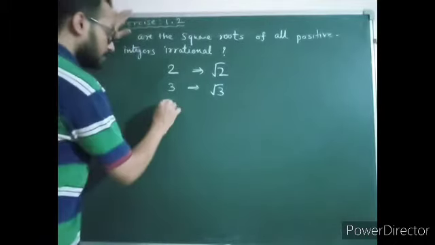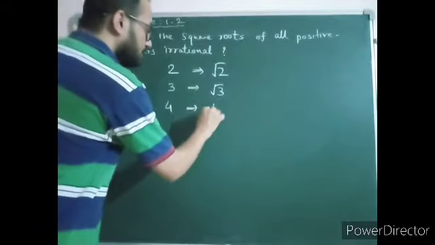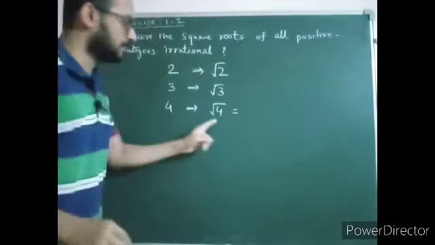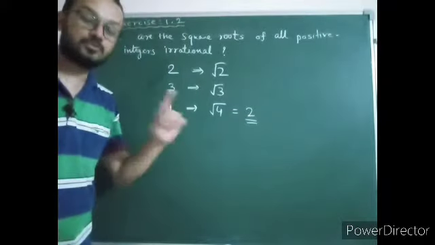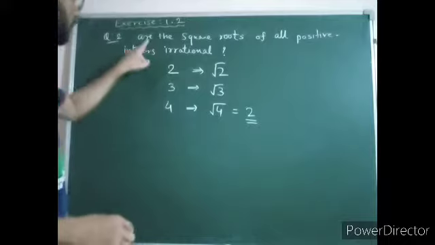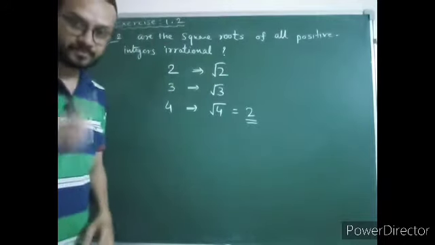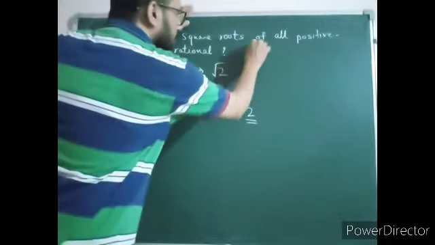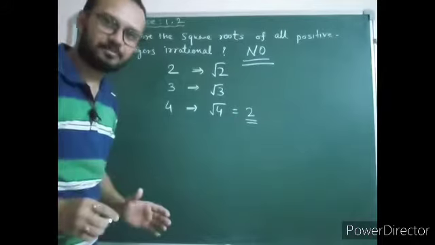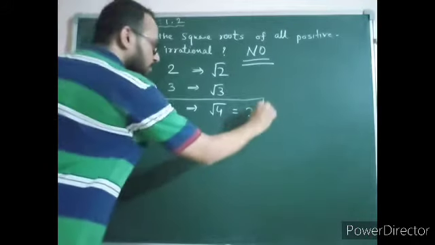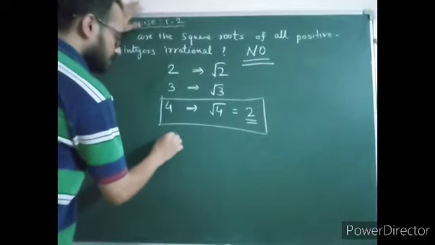Let us take one more number, 4. What is the square root of 4? The square root of 4 is root 4, and we know that the value of root 4 is 2, and 2 is a rational number, it is not an irrational number. So according to the question, are the square roots of all the positive integers irrational? The answer is no. The square root of all the positive integers is not an irrational number, and the example is the square root of 4 is 2. One more number we can obtain, taking 9.